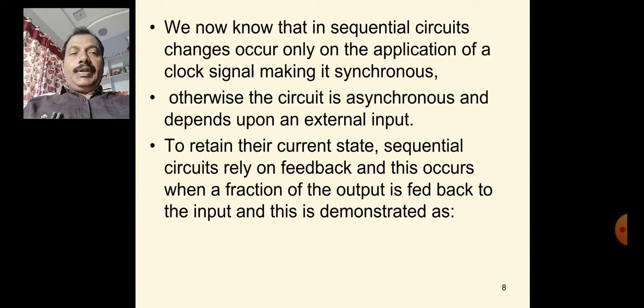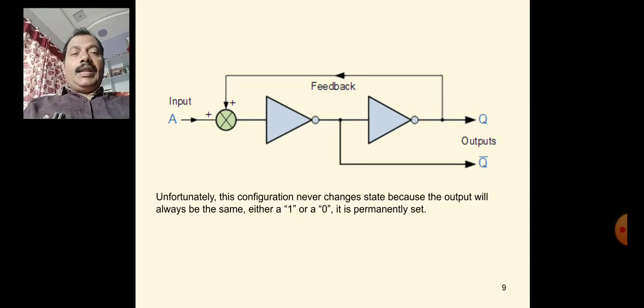So, to retain their current state, sequential circuits rely on feedback, and this occurs when a fraction of the output is fed back to the input, with the help of memory elements.